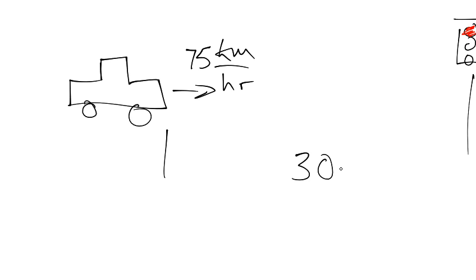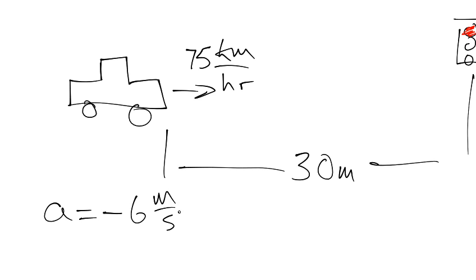exactly 30 meters away. And at that point in time, the driver slams on the brakes, and the acceleration of the car, therefore, is a negative 6 meters per second squared. That's the maximum deceleration that the car can produce. And that's actually pretty reasonable.